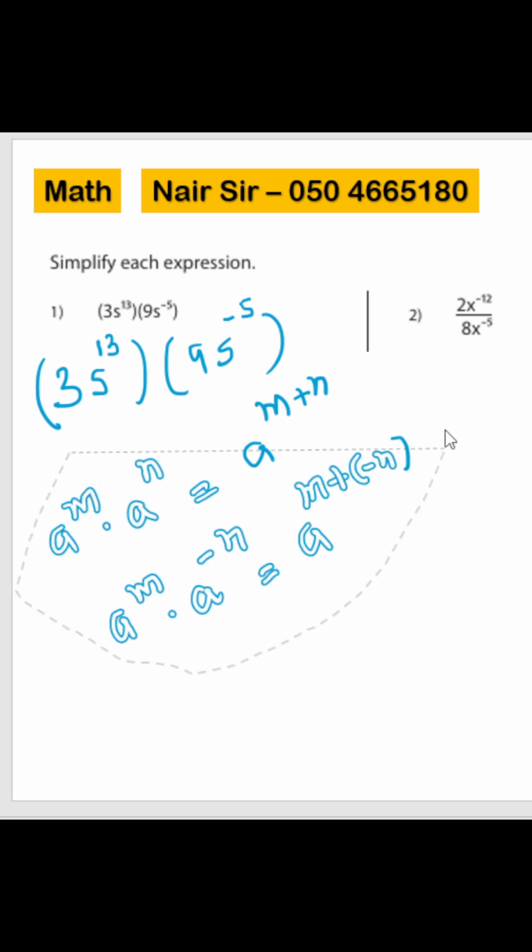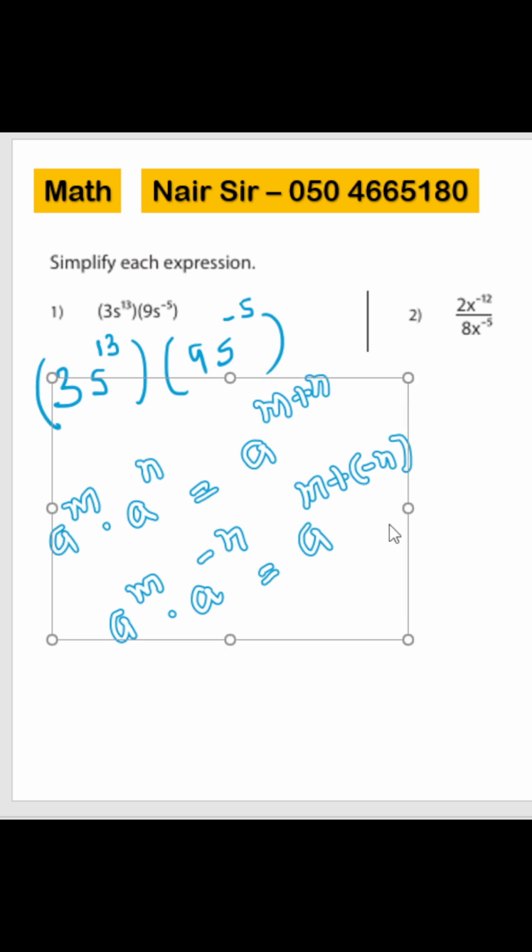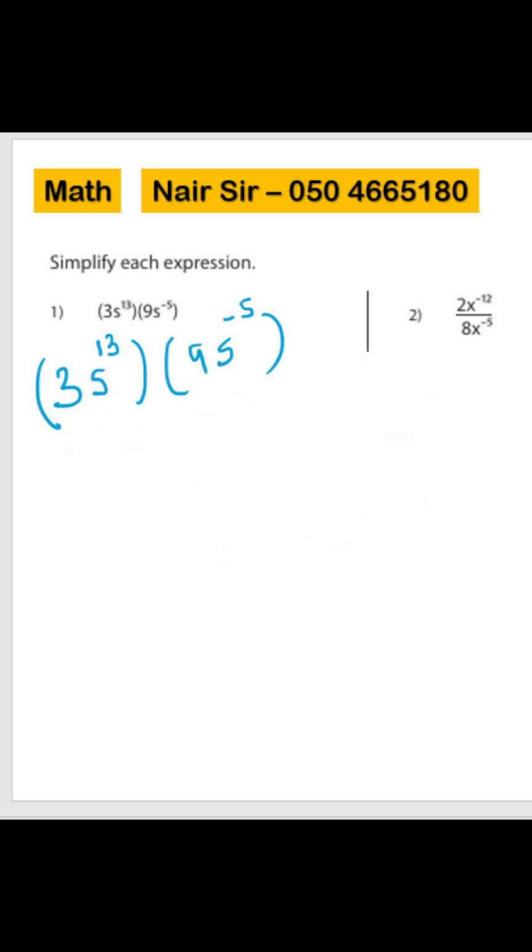Let me just erase this off. Here, now the question. 9 3s are 27, that's very clear. 27 raised to 13 plus minus 5. What will I get? 27, raised to, different sign, subtract. So 13 minus 5 is 8. Am I right? Yes, 8. Which is the bigger number? 13, positive sign. That's my answer.